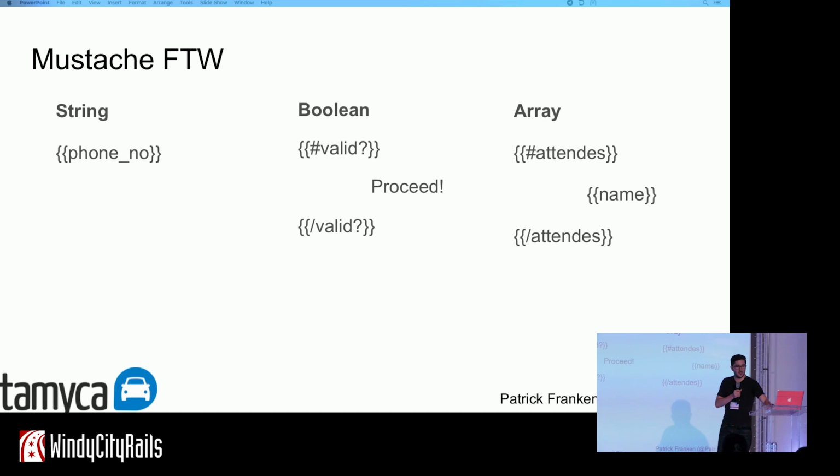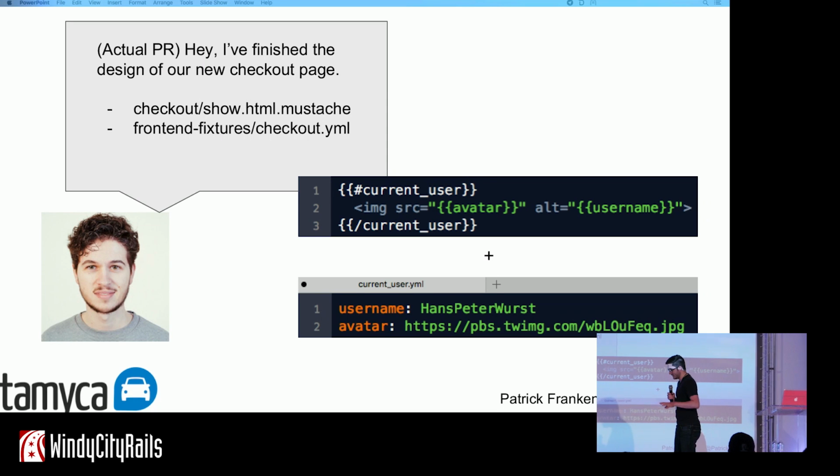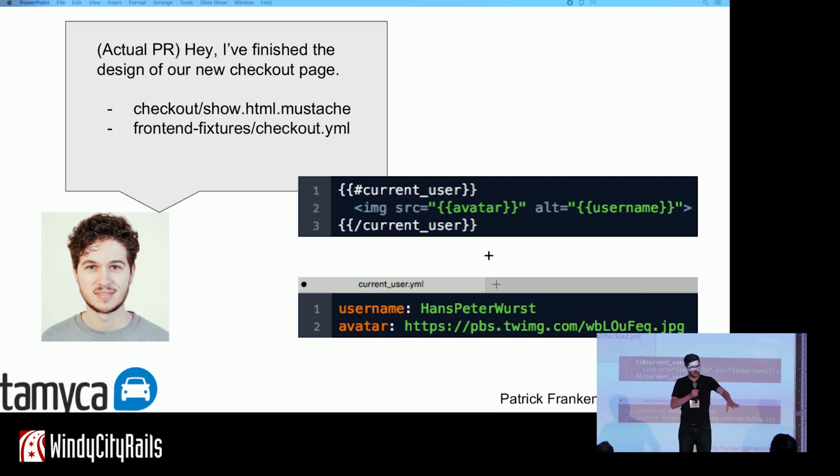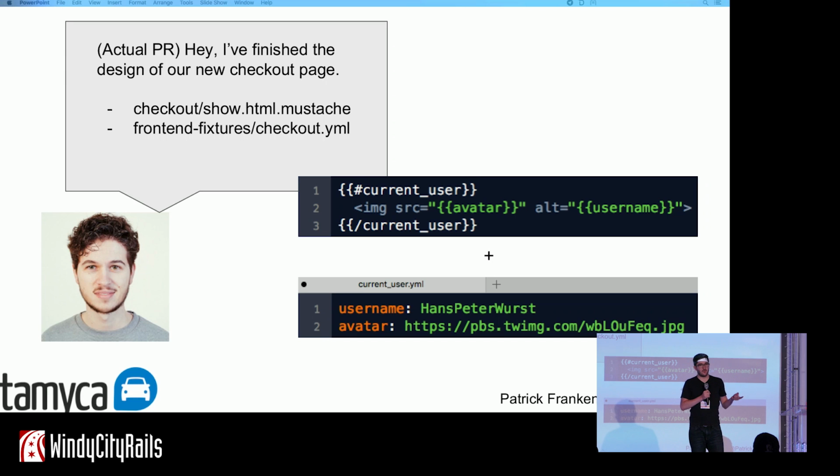And this is really handy, because what we did at our company is, let's have a look at a pull request, an actual pull request from Bob. He has his Mustache template with the front-end fixtures, in this case YAML. So whenever he changes something, he updates the YAML file with all the stubbing, and he updates the template. That's the major work he has to do. And the only thing I do when I get this pull request is have a look at the front-end fixtures.